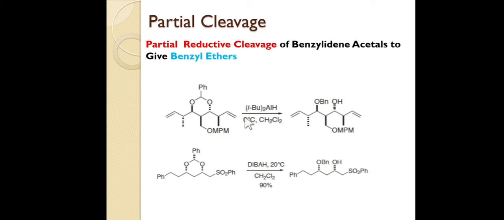These are some examples. With the help of diol, we are creating OBn here, OBn and OH. So this is how it is a very useful synthetic tool to create OBn by partial deprotection.